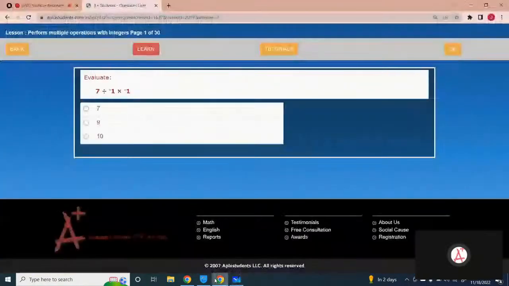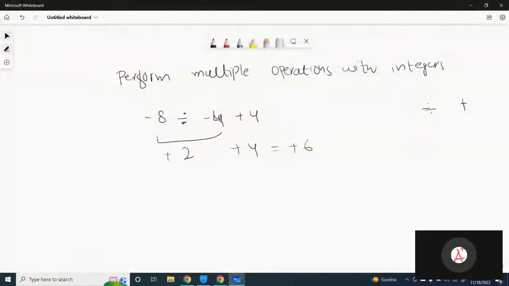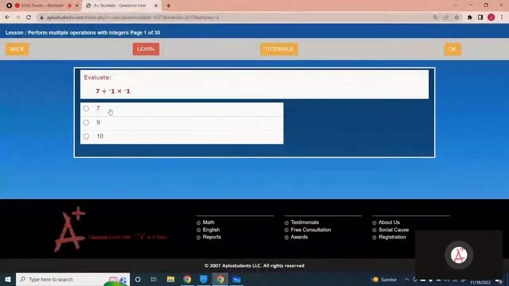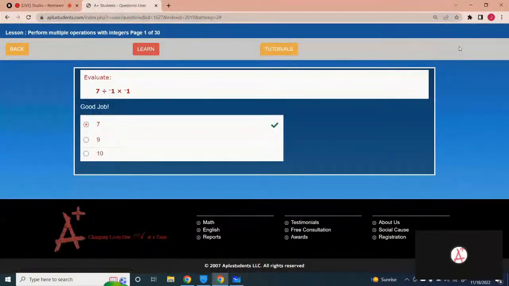Okay, the first one is 7 divided by negative 1 times negative 1. Got it? So division and multiplication are on the same priority. Got it? You have to divide first. You're dividing a positive number by a negative, it would be negative. And then you are multiplying two numbers with the same sign. Answer must be positive. So it would be 7. Very good. It is 7. Got it? Answer is 7. Just select the correct option and click on the OK button.